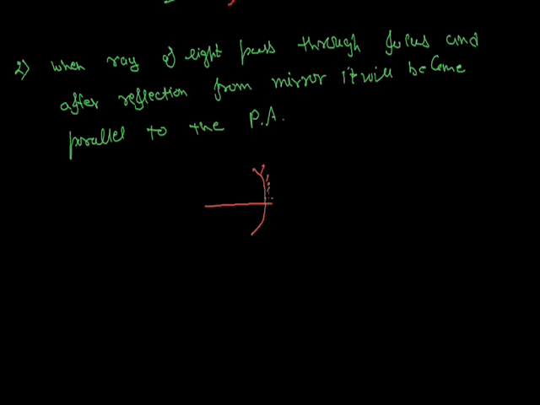That is concave mirror. Now a ray of light comes here, through the focus, and let us suppose this is the focus and this is center of curvature. Now a ray of light passes through this and is incident on this reflecting surface, and after reflection it will become parallel to the principal axis.